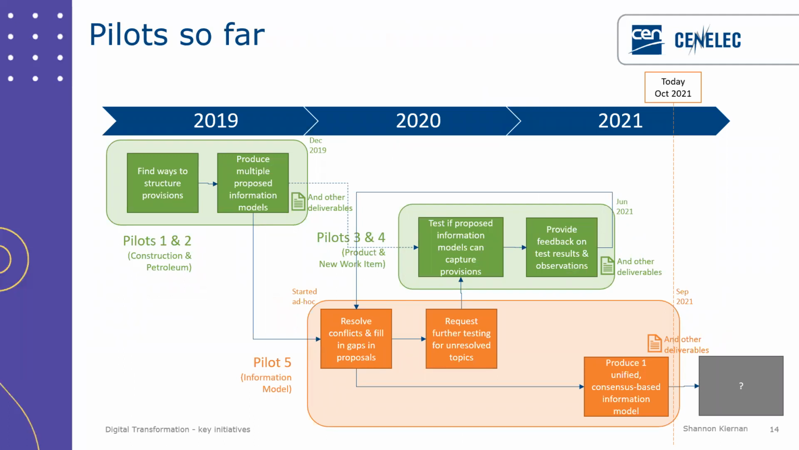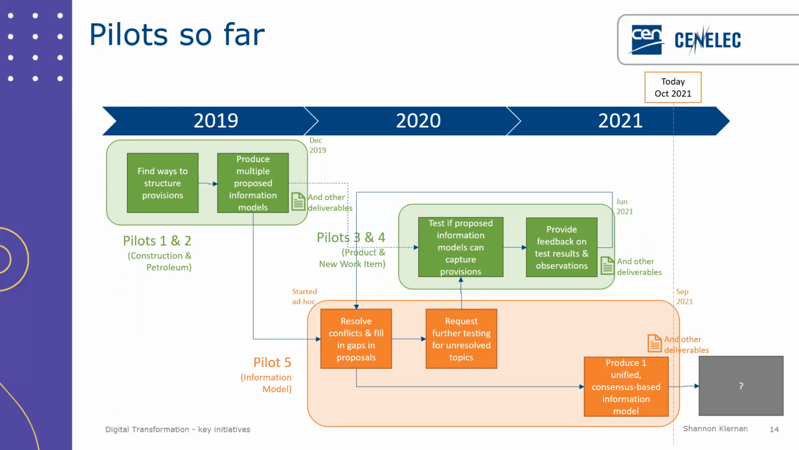The project's been underway for a while, and we started with some pilots back in 2019. The first 2 pilots were focused on the construction and petroleum industries, one in each of those. And the goals of those 2 pilots were to find ways to structure provisions. So we're really at exploring mode here. They intended to produce a few different proposed information models, as well as some other deliverables like a final report, that we could then use to start narrowing on which option we wanted to use.